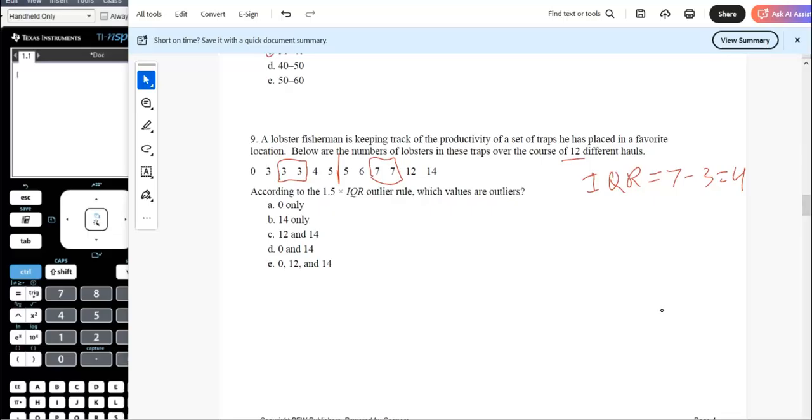Okay, so we have to use the 1.5 IQR. So if you start with 7, that's Q3. So 7 plus 1.5 times the IQR, which is 4. So I think that 7 plus 6 is 13. That's the upper fence right there. And then 3 is Q1, minus 1.5 IQRs, which is 4. So 3 minus 6 is negative 3. Oh, that's weird. So way out here is the other fence. So there's just one outlier, which is 14.